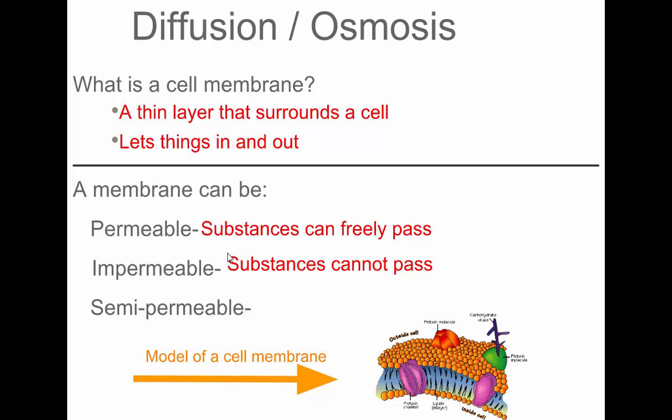So a cell membrane is something that we call semi-permeable. What do you think that means? Matea? Some things could pass and some could not. Yeah, some materials can pass through the cell membrane, other things cannot.